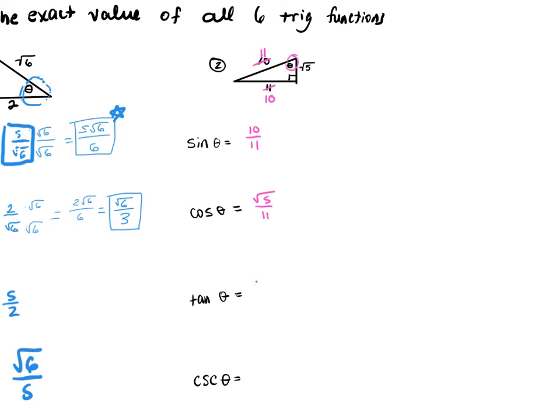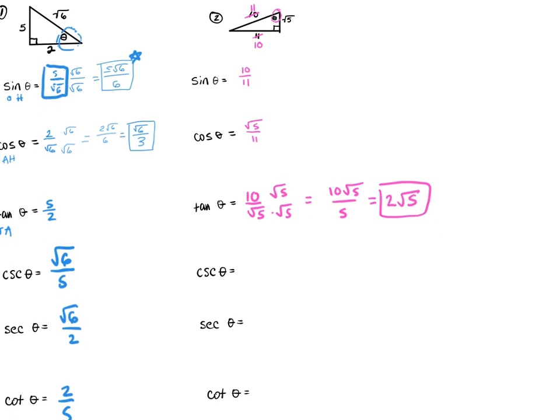Ten over square root 5, but we need to multiply the top and bottom by square root 5. So we get 10 square root 5 over 5. Can we simplify this? To what? 2 square root 5. All right, cosecant. What would our cosecant be? 11 over 10.